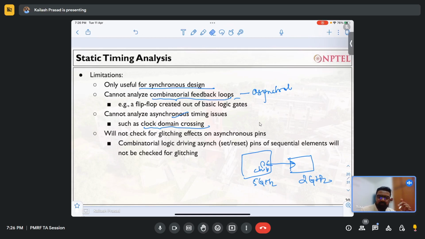For handling such kinds of problems, this is called clock domain crossing. The clock is crossing two different domains. For handling such issues, static timing analysis cannot help you. We have different tools which can do this clock domain crossing analysis. Also, static timing analysis does not check for glitches on the pins if they occur.